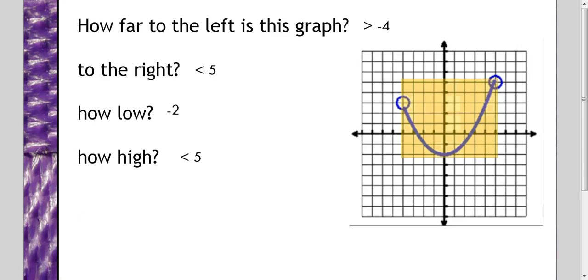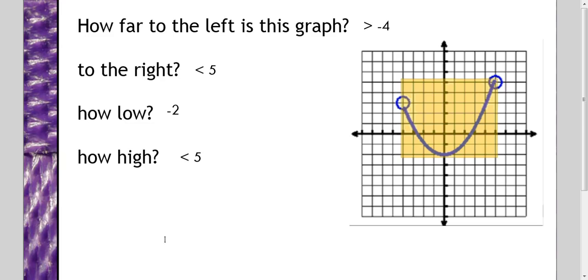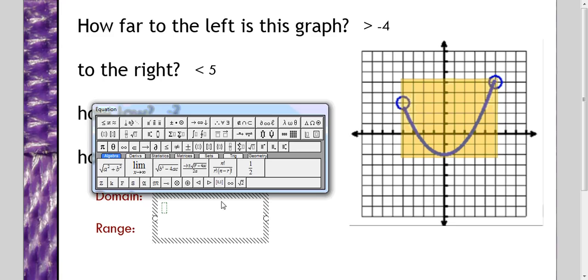Try the last one. So we've got domain. Ooh, that's fancy. Guess I'm doing it in equations. All right, so for my domain, I'm going to go as low as -4. So -4 is my lowest point. Now notice it's an open circle, so that means that it can't include that. So I'm going to say -4 is less than x. It goes all the way up to 5, but doesn't touch 5, so I'm going to say x is less than 5.